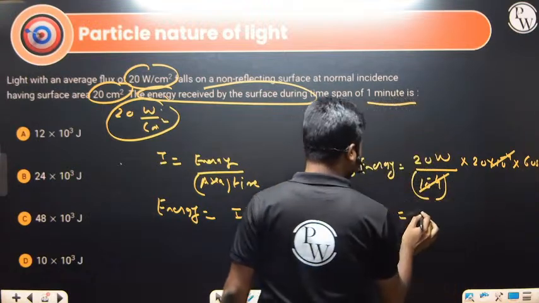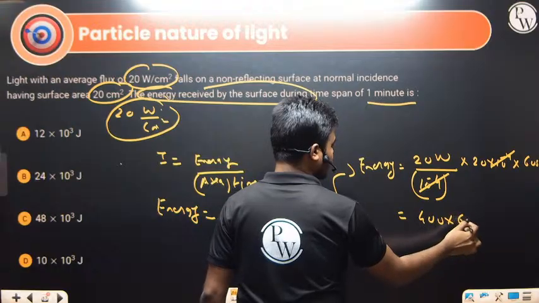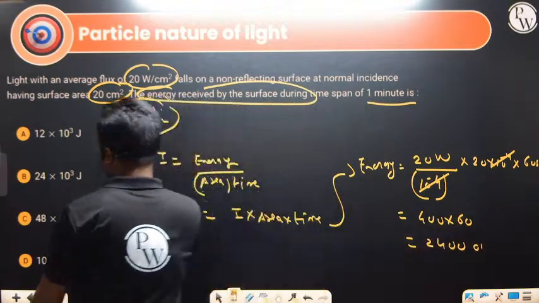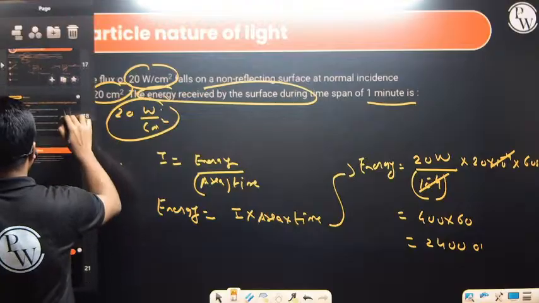So this one is how much? 400 multiplied by 60. We are getting how much? 24,000. So 24 into 10 to the power 3 joule. That will be the energy. That will be the formula over here.